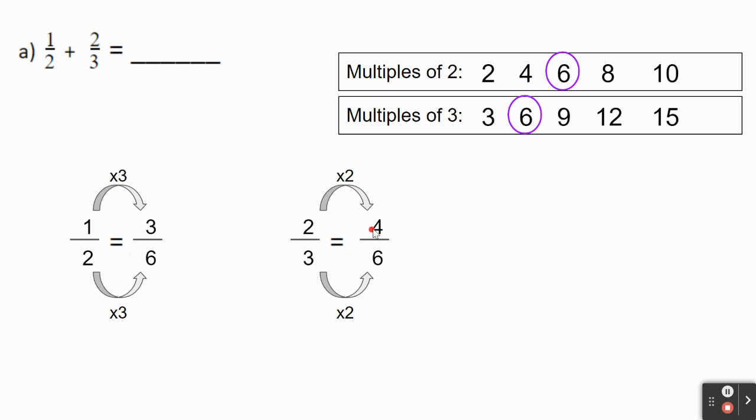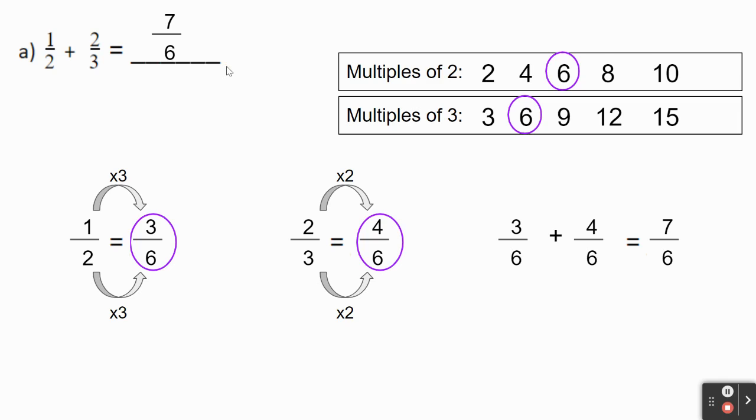If we look at both of these equivalent fractions, they both have a denominator of 6, so we can add them together. 3/6 plus 4/6 equals 7/6. So that means there are going to be 7 parts shaded, and there are 6 parts in each whole. So 1/2 plus 2/3 equals 7/6.